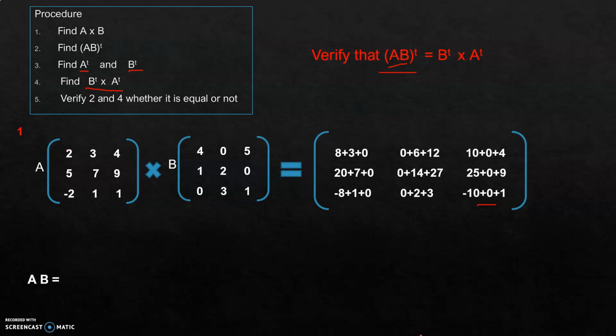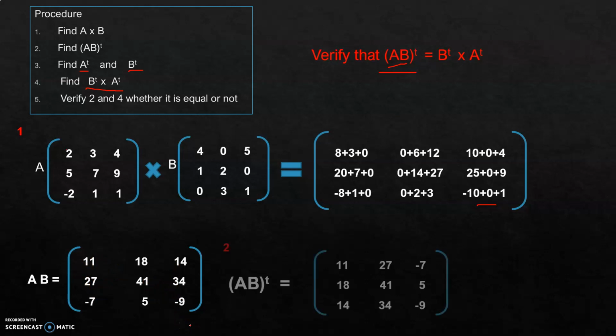So we find AB. AB is equal to 11 (8 plus 3), 18 (0 plus 6 plus 12), 14 (10 plus 0 plus 4) in the first row; then 27, 41, 34; then minus 7, 5, and 9 minus 9. So we need to find the transpose of this. Transpose, we know, is the resultant matrix we get by interchanging the rows with the columns. So if you interchange the rows of this matrix with the columns, we will get the transpose.